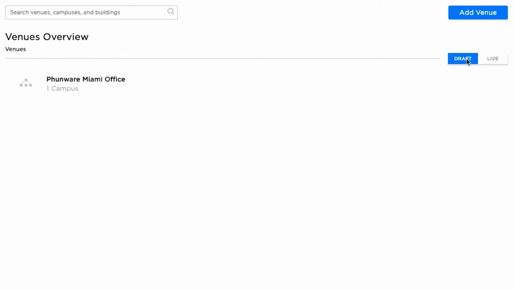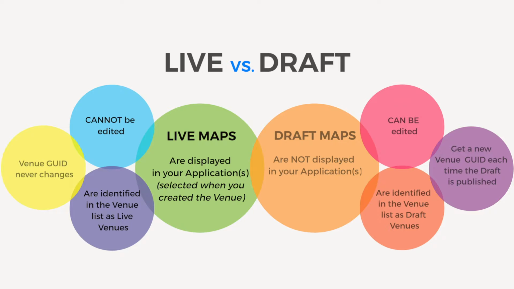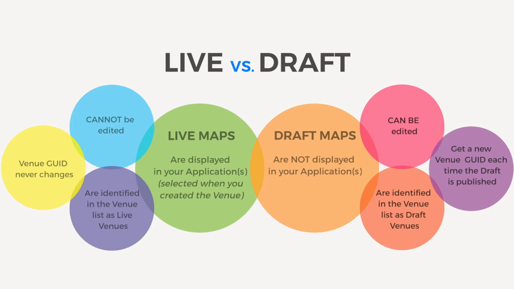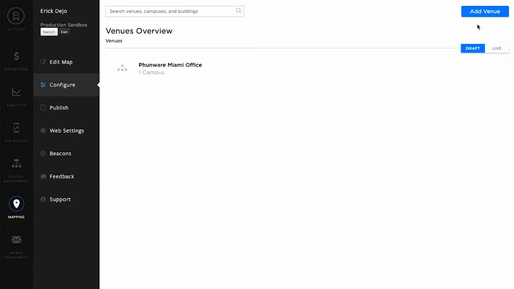So let's take a look at the difference between a live versus a draft map. Live maps are displayed in your application, selected when you create the venue. Live maps cannot be edited. Live maps are identified in the venue list as live venues, and live maps have a venue GUID that never changes. Draft maps are not displayed in your application, can be edited, are identified in the venue list as draft venues, and get a venue GUID each time the draft is published. Let's return back to our configure screen.